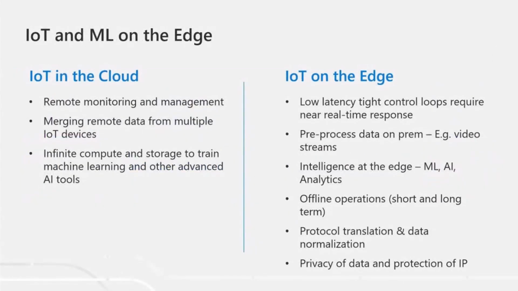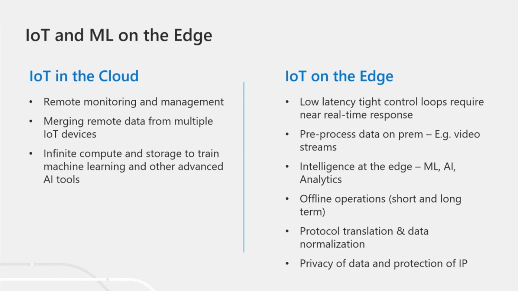Both of these approaches have their own pros and cons. Let's have a look at a few of them. If you look at IoT in the cloud, it is really good if you don't need a real-time action being performed on the device itself, like for instance remote monitoring and management. Also in the cloud, you have access to infinite compute and storage to train compute-intensive AI models.